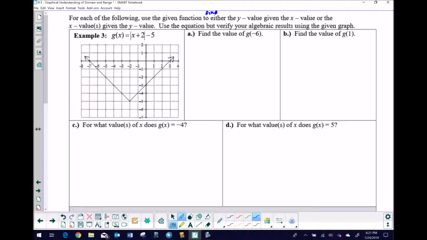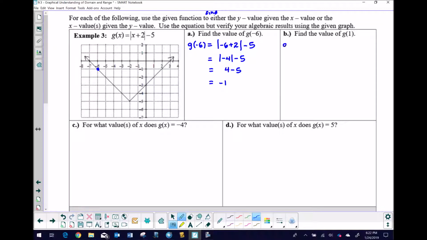If we're asked to find the value of g of negative 6, that's just a matter of taking that negative 6 and plugging it in for that x, being very careful to deal with this absolute value correctly. We would end up with 4 minus 5, or negative 1. Now, if we look at the graph, when x is negative 6, we do have a y value of negative 1. That just reinforces that we did our algebra correctly.